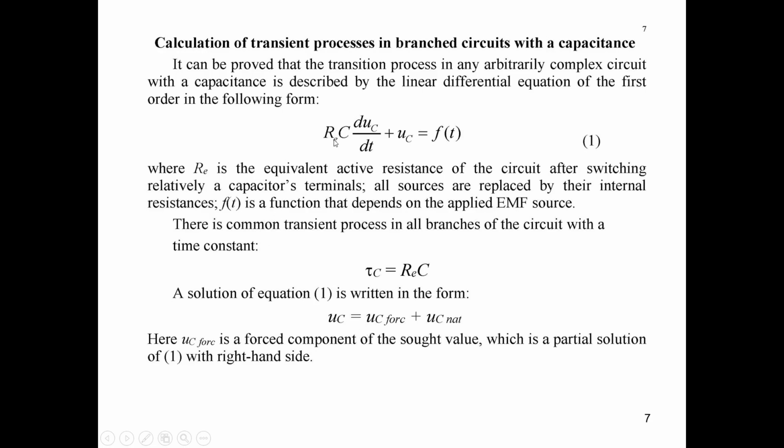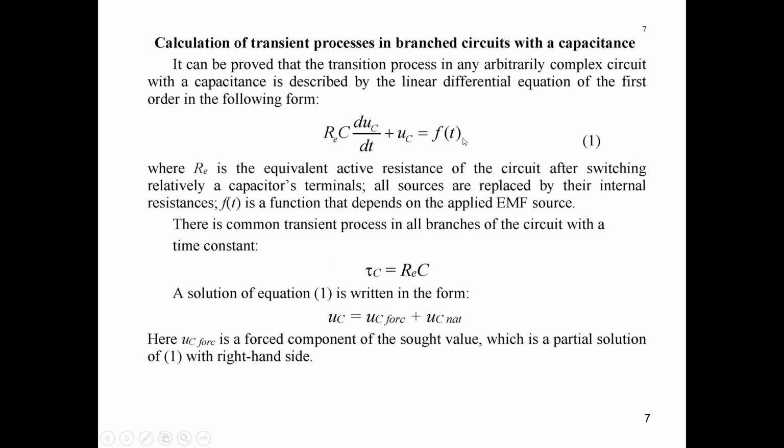These are equivalent. It is the active resistance of the circuit after switching, relative to the capacitance terminals, when this circuit is represented in the so-called passive mode. I will explain it to you on examples later on. And tau C, the time constant, will be equal to the product of C and R equivalent.